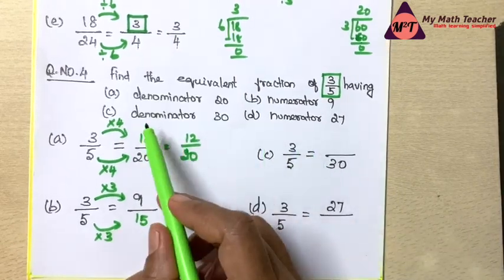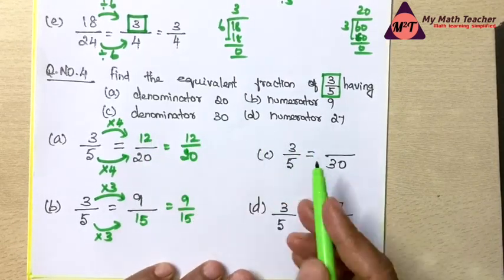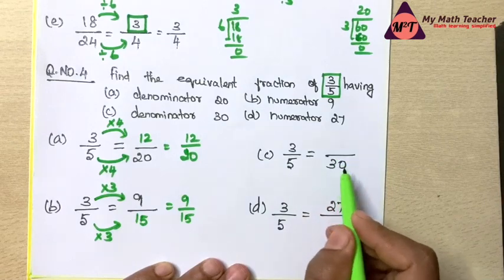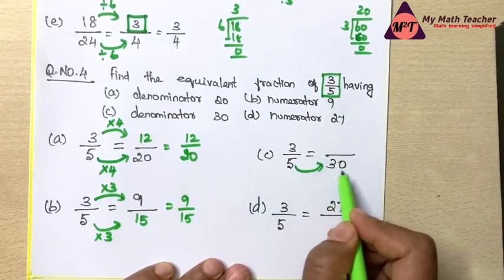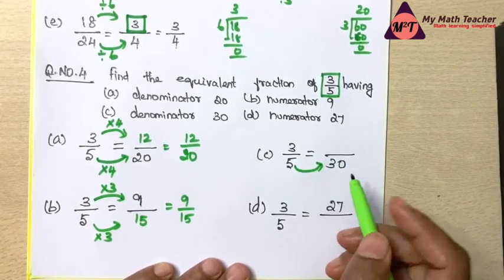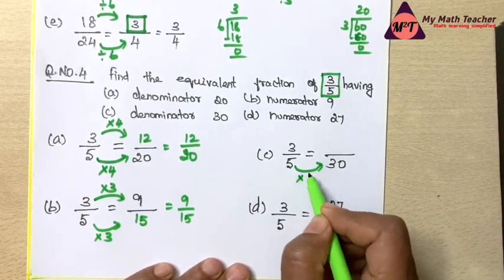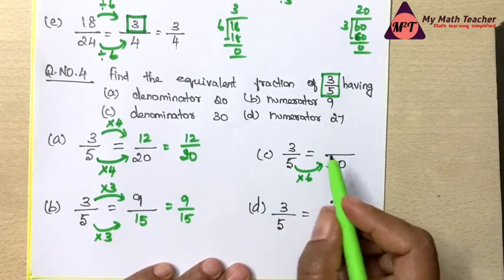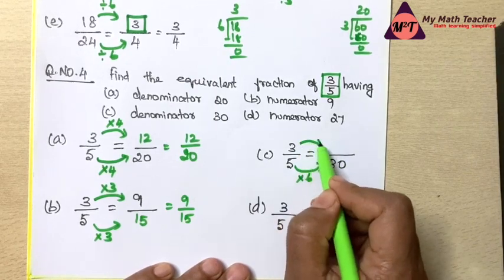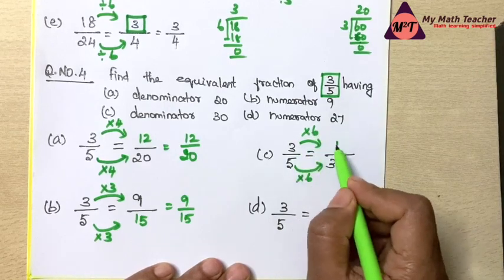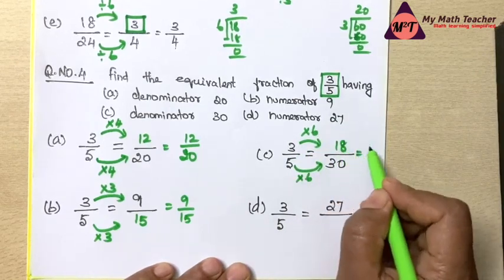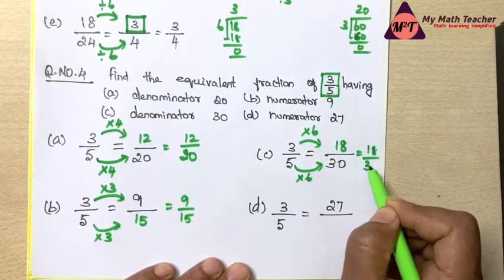Here the denominator should be 30. Denominator I have written as 30. Now 3 is smaller and this one is greater. You have to multiply it. 5 into 6, 5 6s are 30. The same, do it in the numerator, into 6. 3 6s are 18. This is 18 by 30.